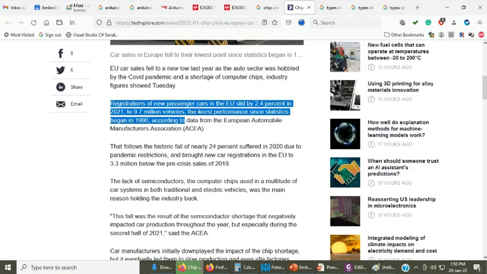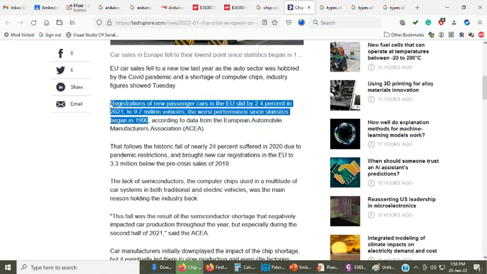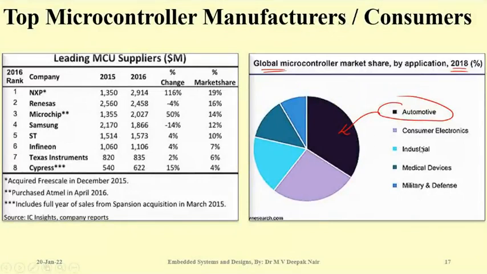Registration of new passenger cars in the European Union slid by 2.4% in 2021 to 9.7 million vehicles, the worst performance since the statistics began in 1990. So from that date till this date, this is the worst performance of the automobile industry, because they have halted production because of the chip shortage. Can you see the correlation here? So please do go through this kind of reports also.